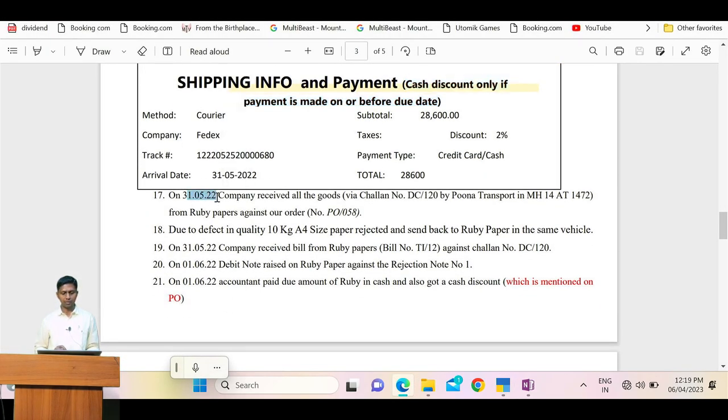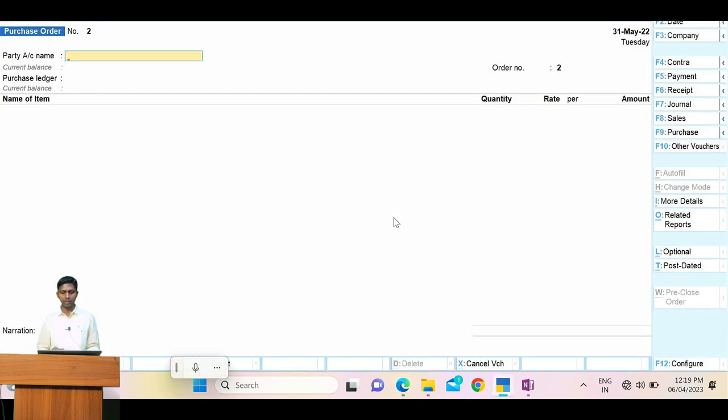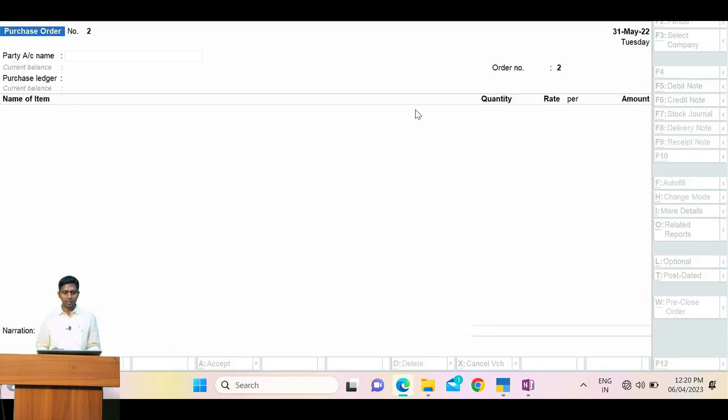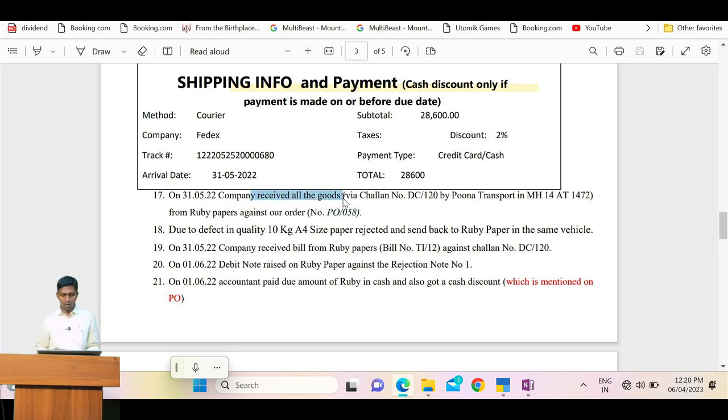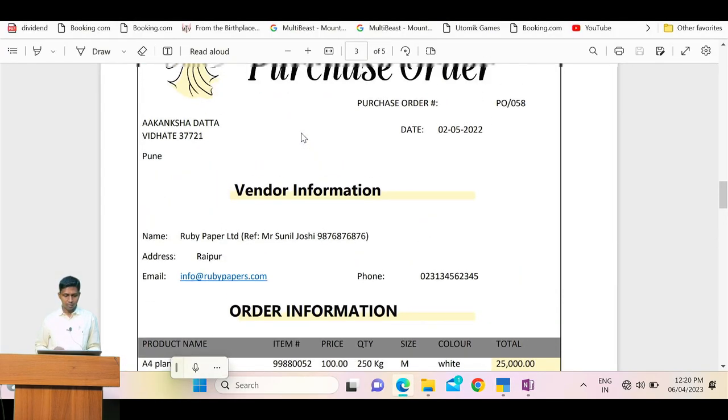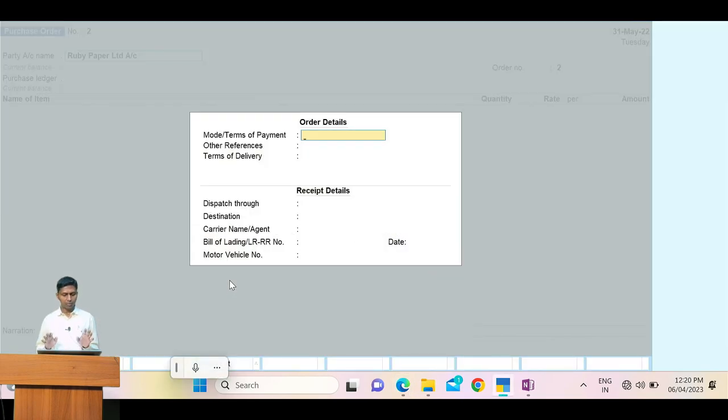Then on 31st May, first change the date, 31st May, okay. What had happened: all the goods via challan number DC 120 by Pune Transport were received in MH 14. Now FedEx, and then which transporter? Through FedEx we have got, through Pune Transport, okay. And then from Ruby Paper, against our order number PO 58, against that we have got goods on 31st May from Ruby, correct. Now the company received all the goods; to whom you gave the order, Ruby Paper, that means you will get goods from Ruby Paper only.